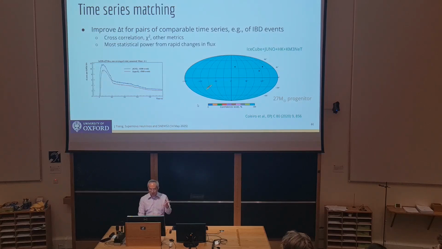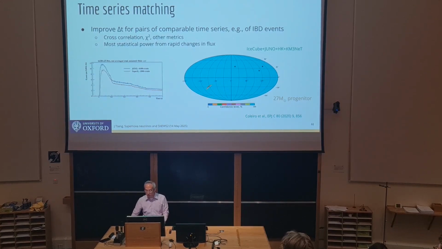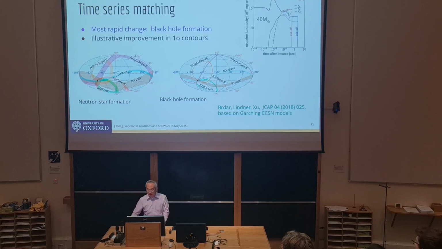Time series matching. If you get much larger detectors, this is kind of a future plot, you can actually localize to a much better extent. And if you get a nice sudden feature like that black hole formation, you get a nice cutoff, and then the statistical power of the triangulation is even greater. If just a neutron star forms, you get this big localization area here. But if it's a black hole, it's much more precise.